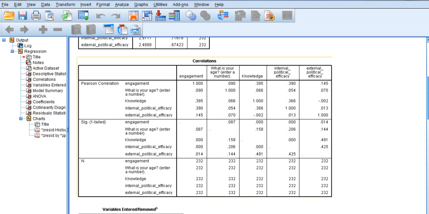We can see that the DV has a significant correlation with internal political efficacy, a weak but significant correlation with external political efficacy, a moderately strong correlation with knowledge, and let's say a weak relationship with age. So we can see that our variables are, in the bivariate sense, related to our criterion, and there are no incredibly strong correlations between our predictors. The strongest would be between political knowledge and external political efficacy.